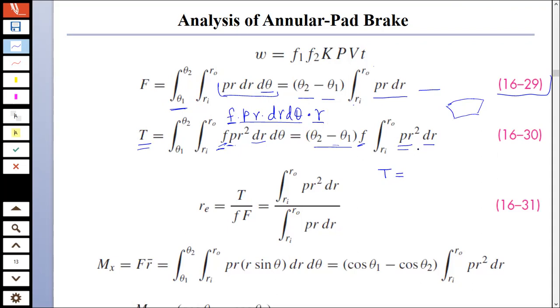I call that r e. If I call that r e, what will the torque be? Wouldn't it be the coefficient of friction multiplied by F multiplied by r e? Or can I say that r e is equal to T divided by F? I know the value of T and the value of F from the above two equations, equation 16-29 and equation 16-30. So let's put those values.